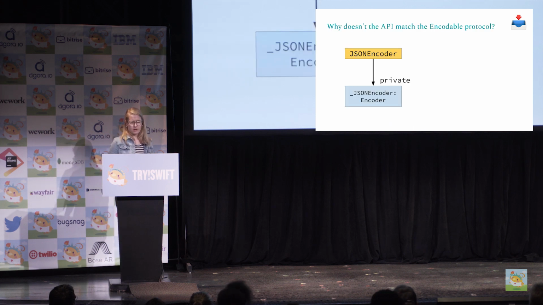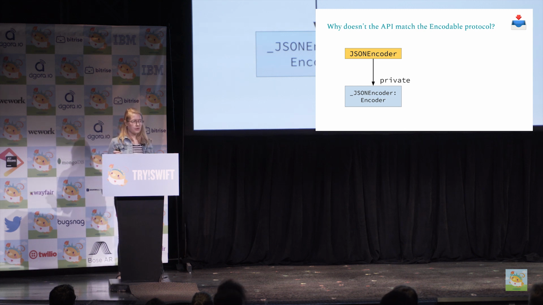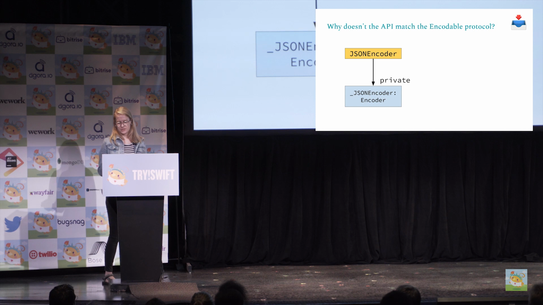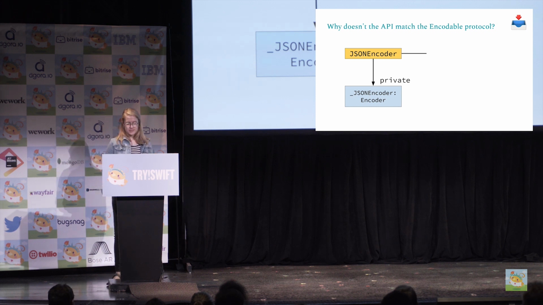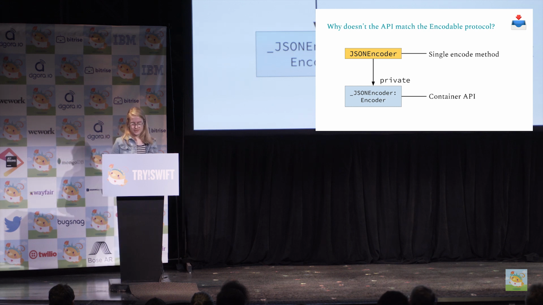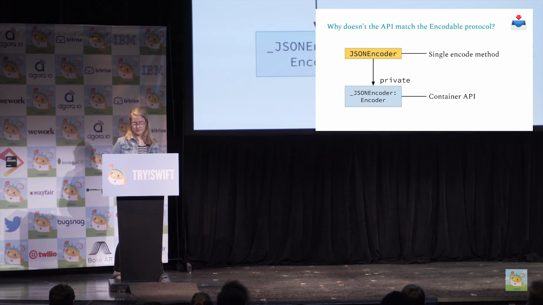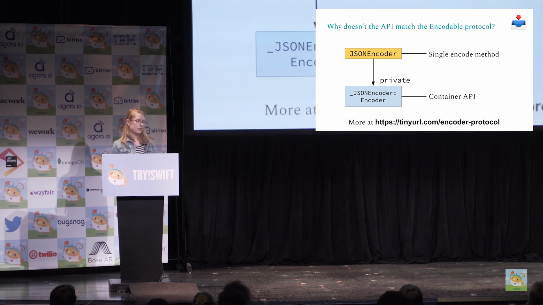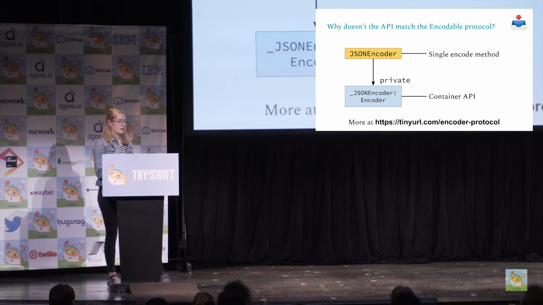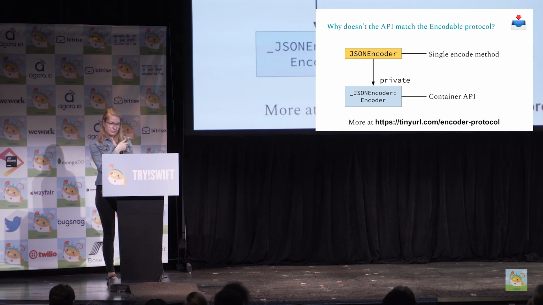In fact, JSONEncoder is designed with a public JSONEncoder type, and then a private _JSONEncoder that actually conforms to the Encoder protocol. And so the JSONEncoder just provides that single method, and the _JSONEncoder actually provides the container API. The short answer of why this is done is to separate API concerns so that you see them at the correct levels. I don't really have time to go into it today, but I did write a blog post about this recently. So if you are interested in learning more about why the APIs are designed that way, I recommend checking this out.